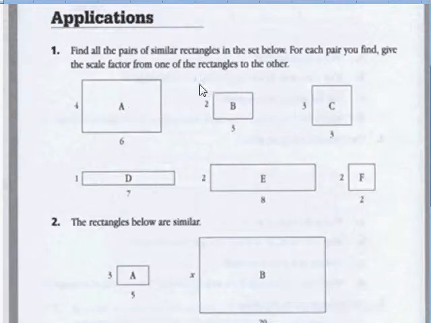Like I would check A against all of them. Like A against D, A against E, then A against F. And then B against all of them. And then C against the rest. And then D against the rest. And then the last two to compare are E and F. A lot of these are going to be quick and easy to eliminate. Once you have them on your homework, you write down what you have and also what the scale factor is. It says find all of them.